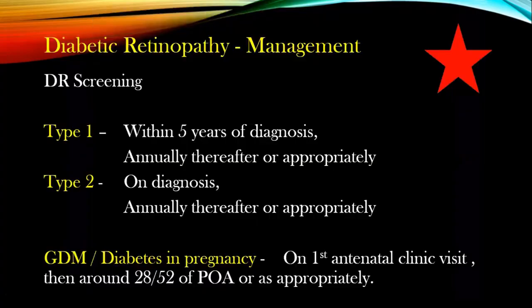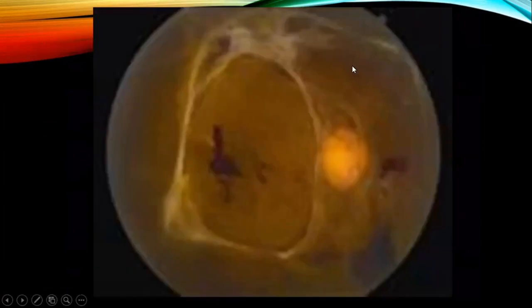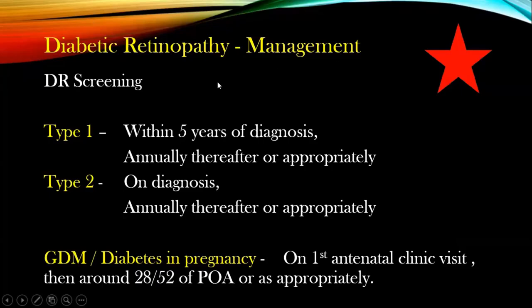So the important thing to remember is to screen for diabetic retinopathy. As you know, when we come to these stages, there's not much we can do. So it's really important to screen for diabetic retinopathy. The international guideline is for type 1 diabetes, we should screen them within 5 years of diagnosis, and then annually thereafter, or as appropriate if they have diabetic retinopathy. For type 2 diabetes, we should screen them on diagnosis and then annually thereafter.